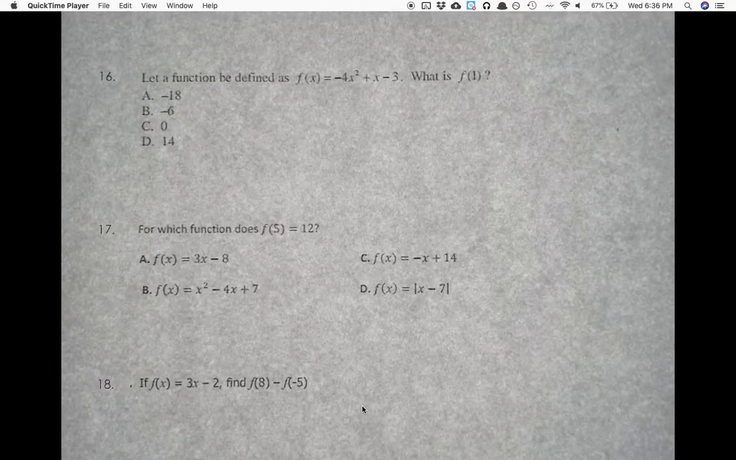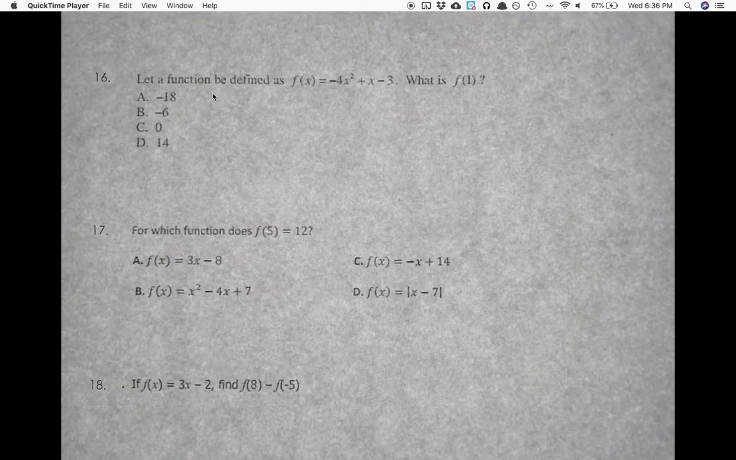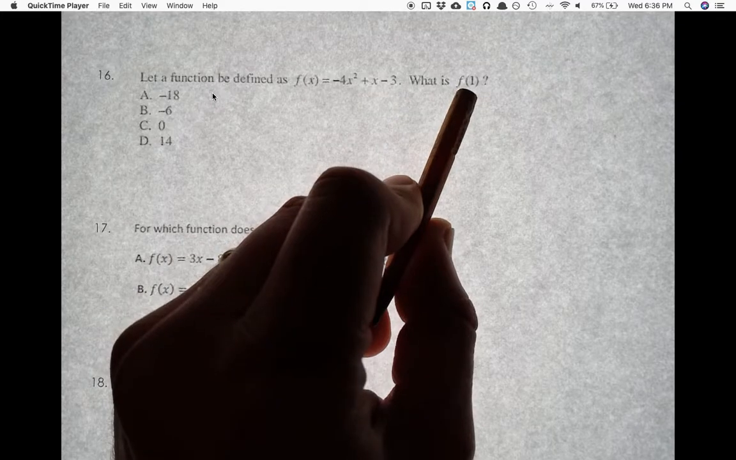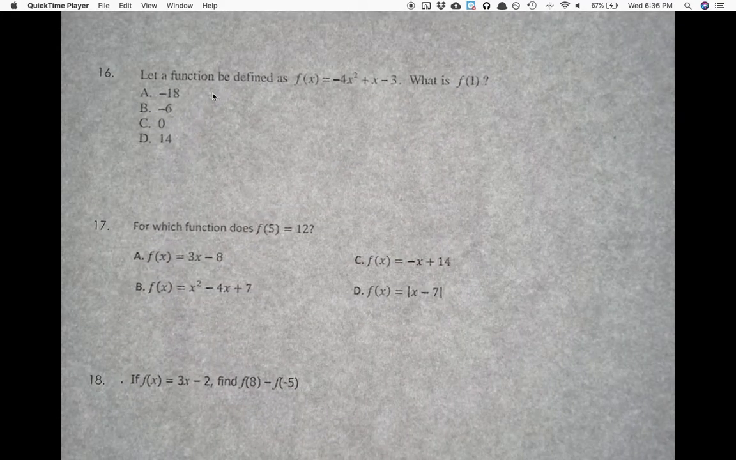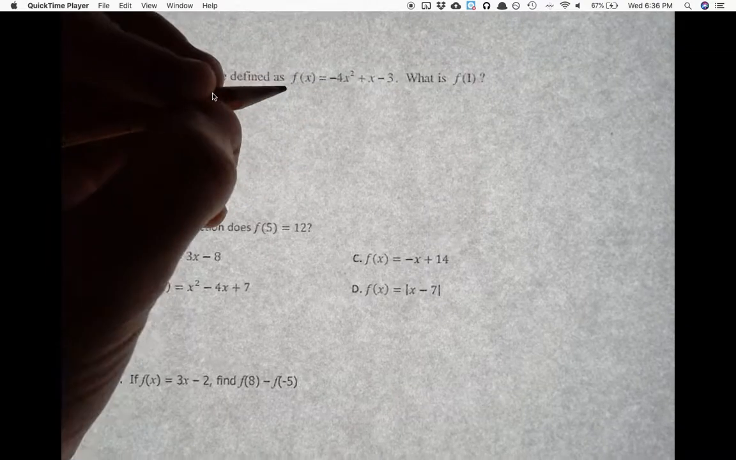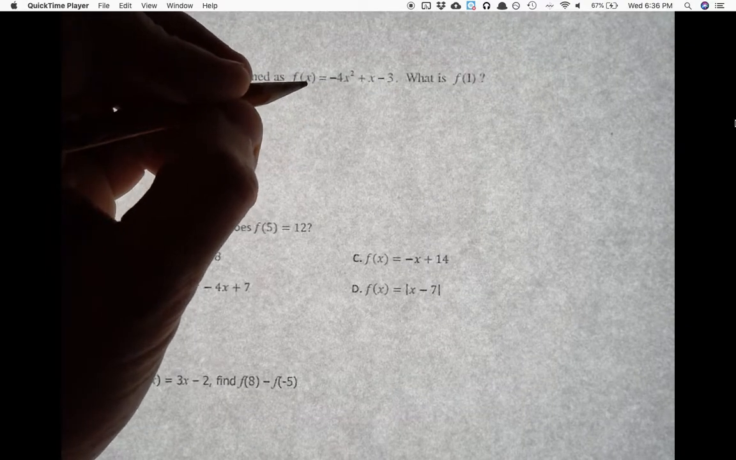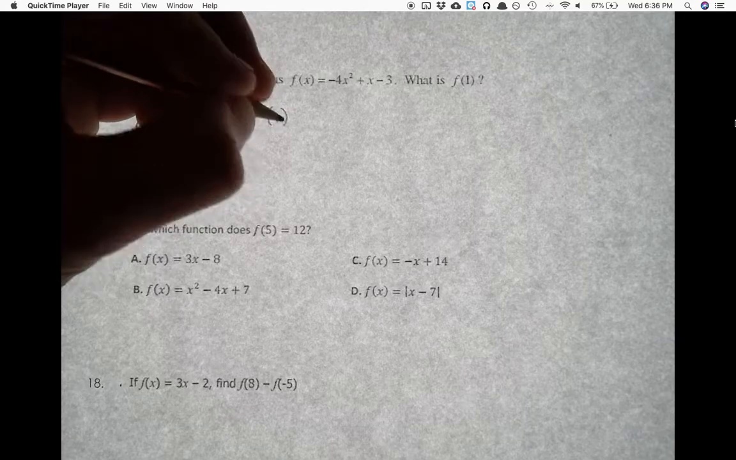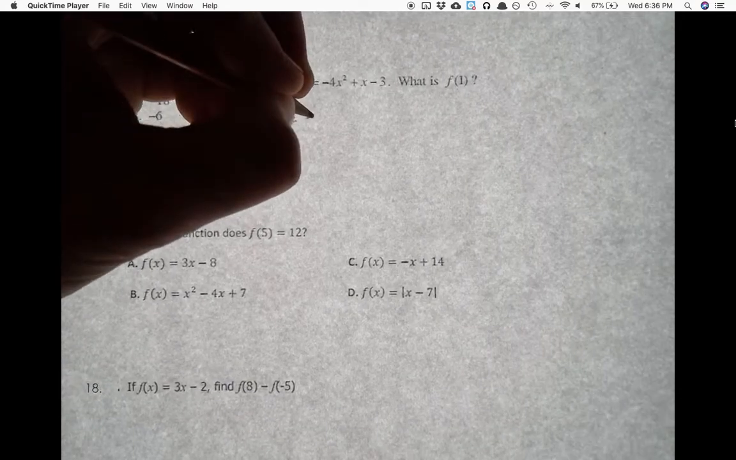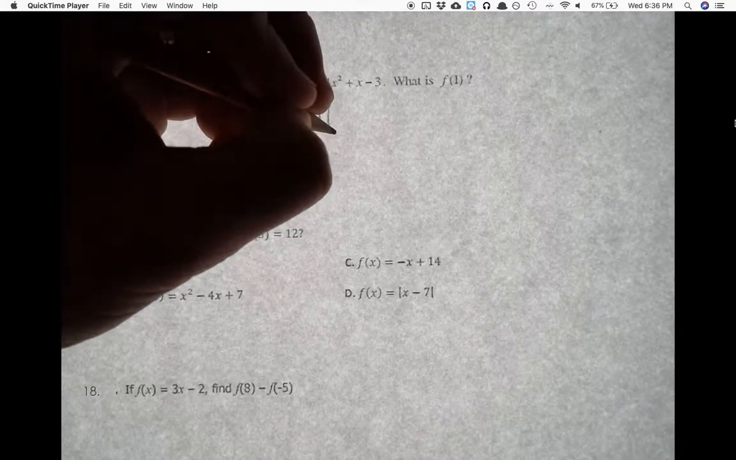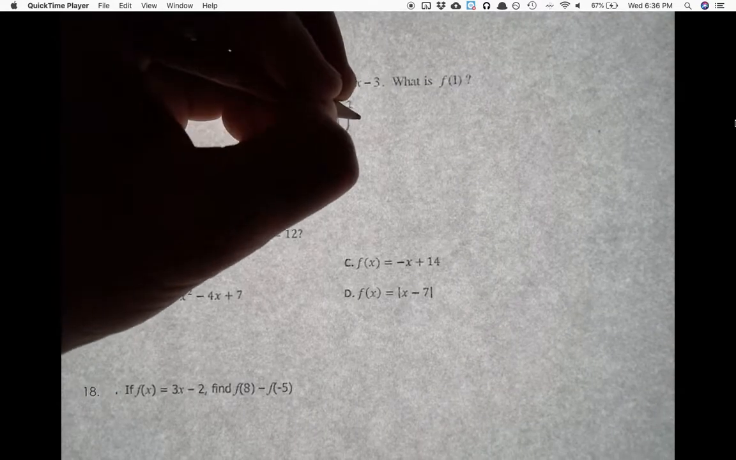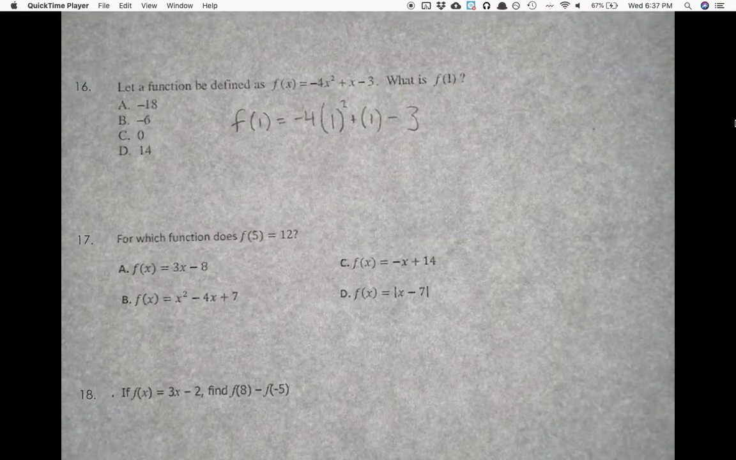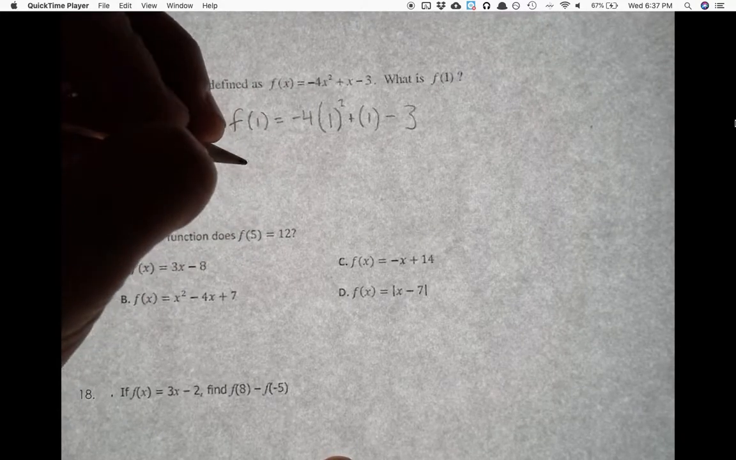For question 16, it says let a function be defined as f of x equals negative 4x squared plus x minus 3. What is f of 1? Well, all you need to do for that is take this function, and everywhere that you see x, you're inputting 1 instead. So f of 1 is going to be equal to negative 4 times 1 squared plus 1, which I'm inputting instead of x, minus 3. And from there, I'll just keep doing this math.